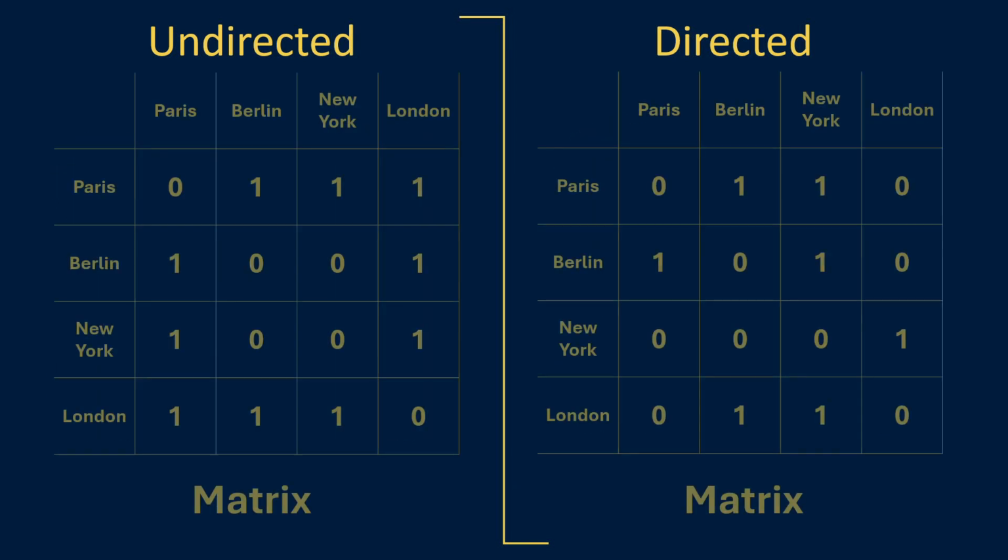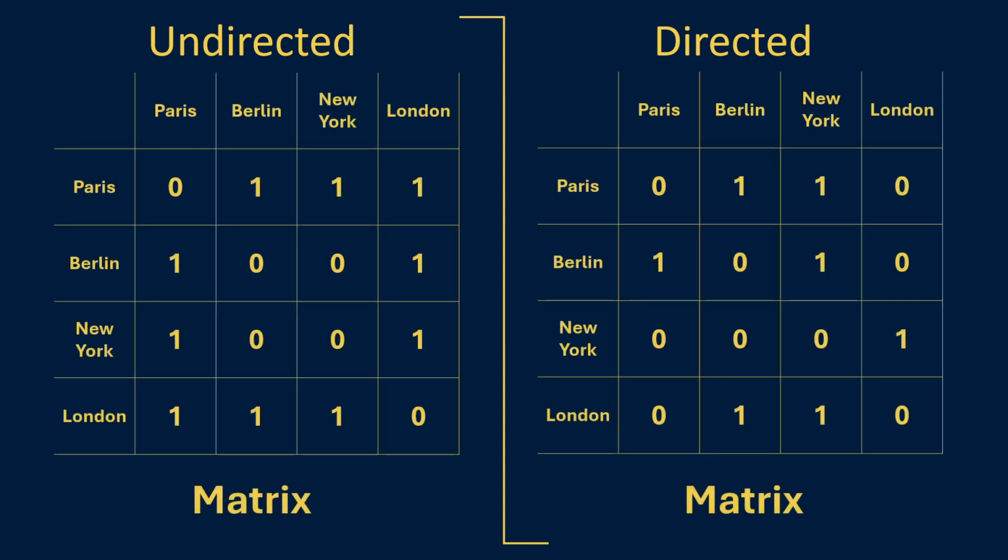Next, we'll look at how these graphs can be represented using adjacency matrices. For the undirected graph, the matrix shows whether there is a connection between two cities with a 1 for yes and a 0 for no. Because it's undirected, the matrix is symmetrical, reflecting that each connection works both ways.